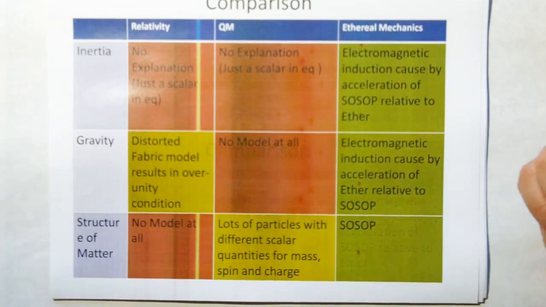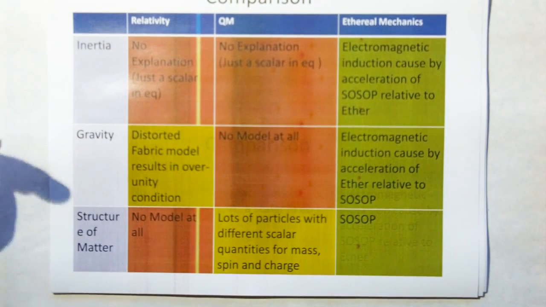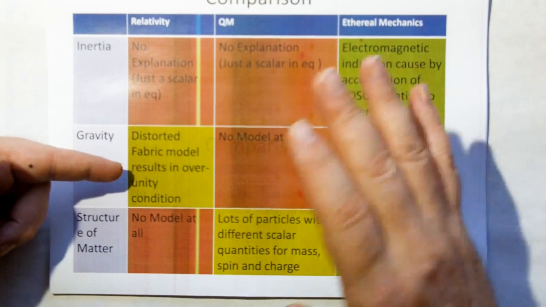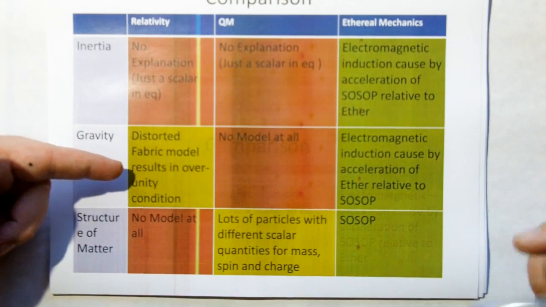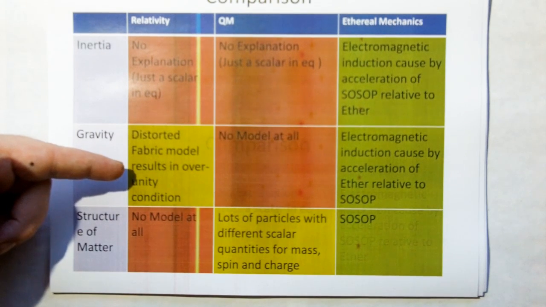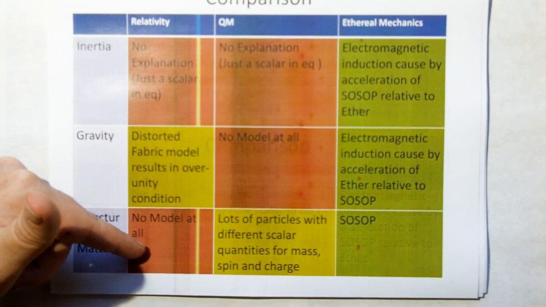Gravity. Well, relativity is interesting because relativity has a distorted fabric model, but it results in over-unity, but we're not going to get into that right now. We're just going to say they're trying to explain gravity. But gravity emanates from matter, but they have no model for matter, which is down here.